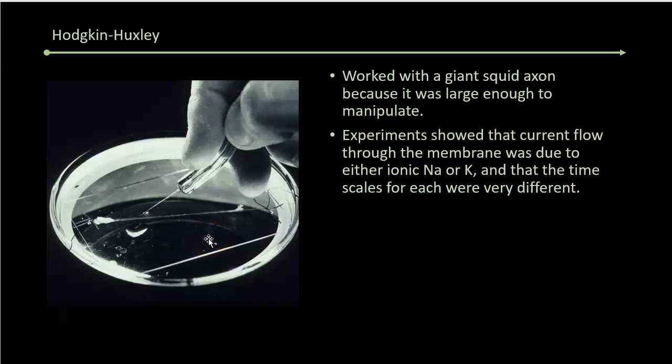They looked at what happens if we simply replace the fluid inside the axon with an ionic fluid, and they found that the fluid inside the axon was not what was important. It was the membrane itself that was important. After they worked with it for a while, they discovered that either sodium or potassium is flowing back and forth through the axon. And the time scales for these are very different, right?